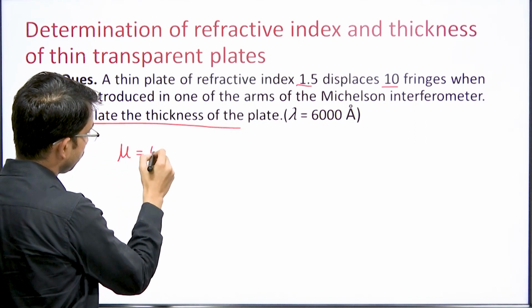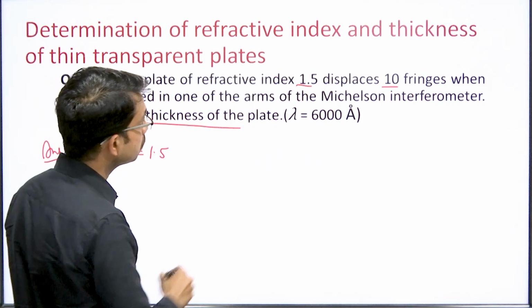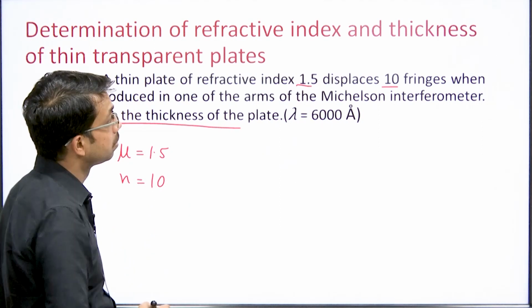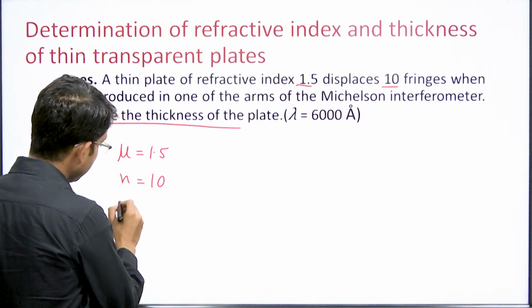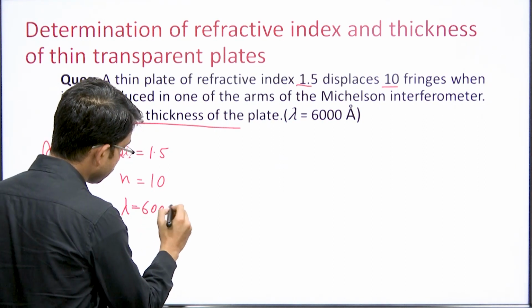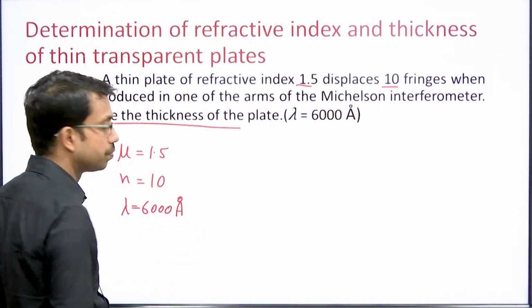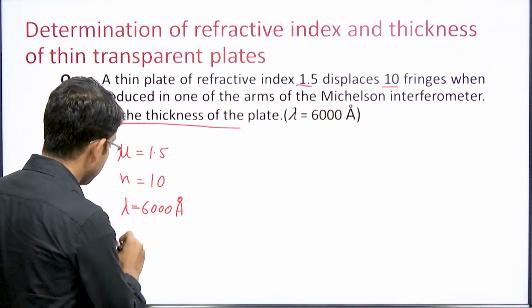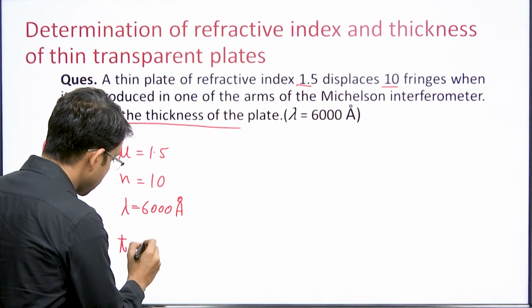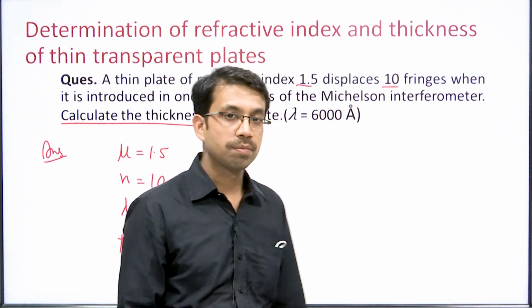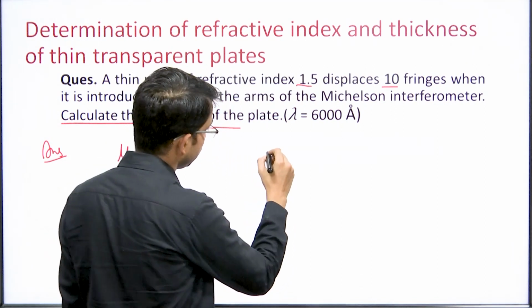So, what is given? Mu is 1.5, the number of fringe shifts n is 10, the wavelength lambda is equal to 6000 angstrom, and we have to find the thickness t. We know the formula. What is the formula?